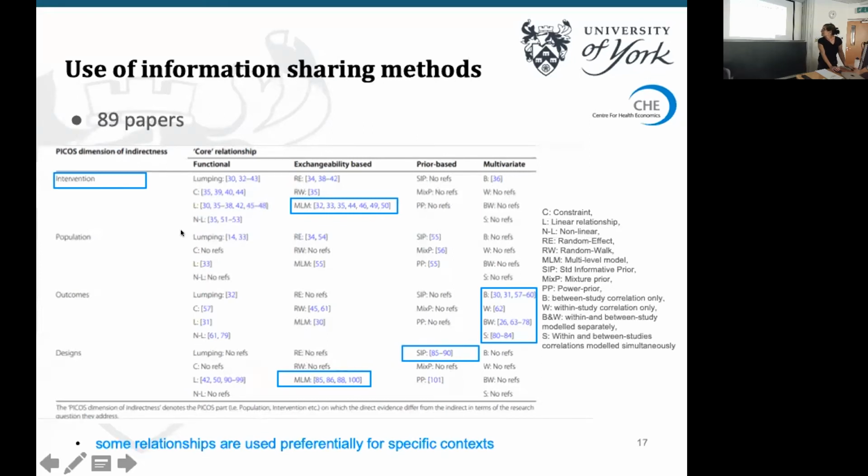So I think the main messages are that some relationships are used preferentially for specific contexts. What does that mean? It means that if you share across an intervention, typically the papers you find go straight onto either some functional form, being lumping, or to some multi-level modeling. They don't consider prior-based approaches. As you can see, there are no references here of prior-based approaches for sharing across interventions, whilst when you look at sharing across designs, you see a lot more prior-based approaches and some multi-level modeling as well.